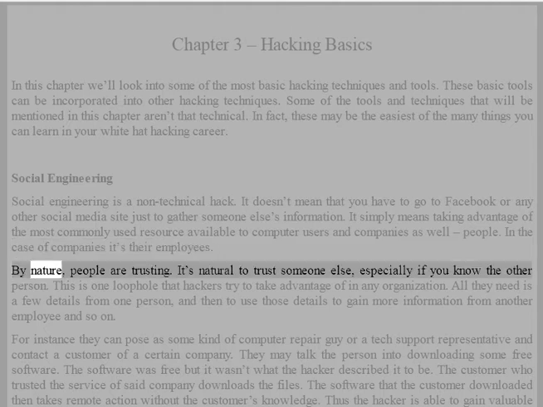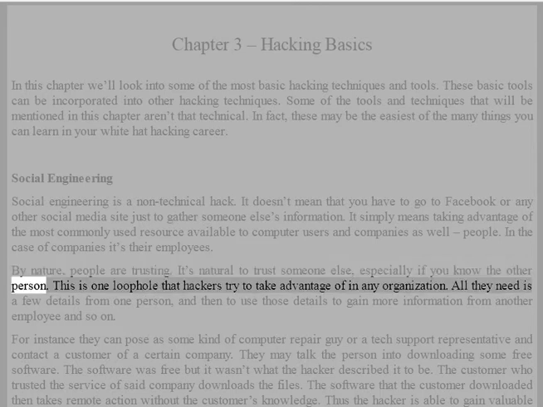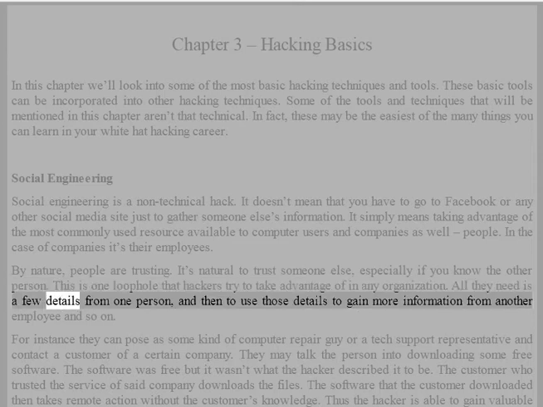By nature, people are trusting. It's natural to trust someone else, especially if you know the other person. This is one loophole that hackers try to take advantage of in any organization. All they need is a few details from one person, and then to use those details to gain more information from another employee and so on.